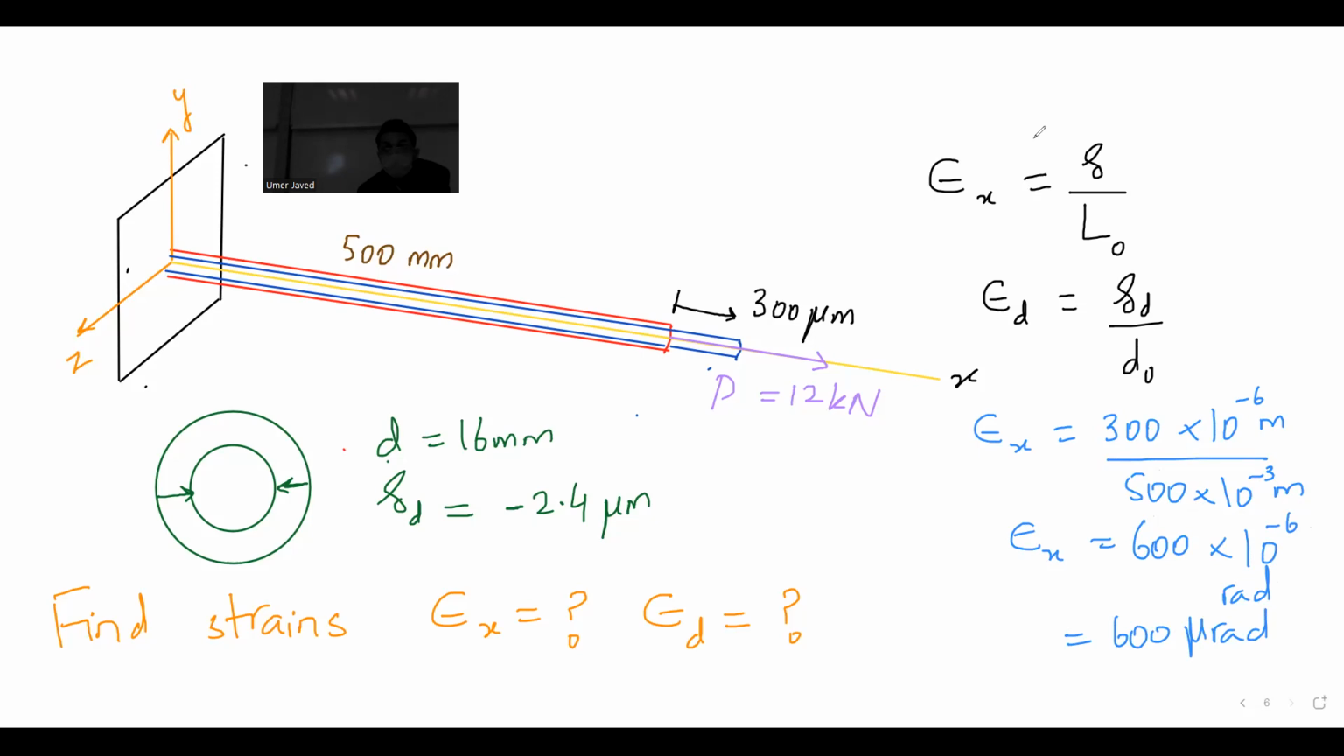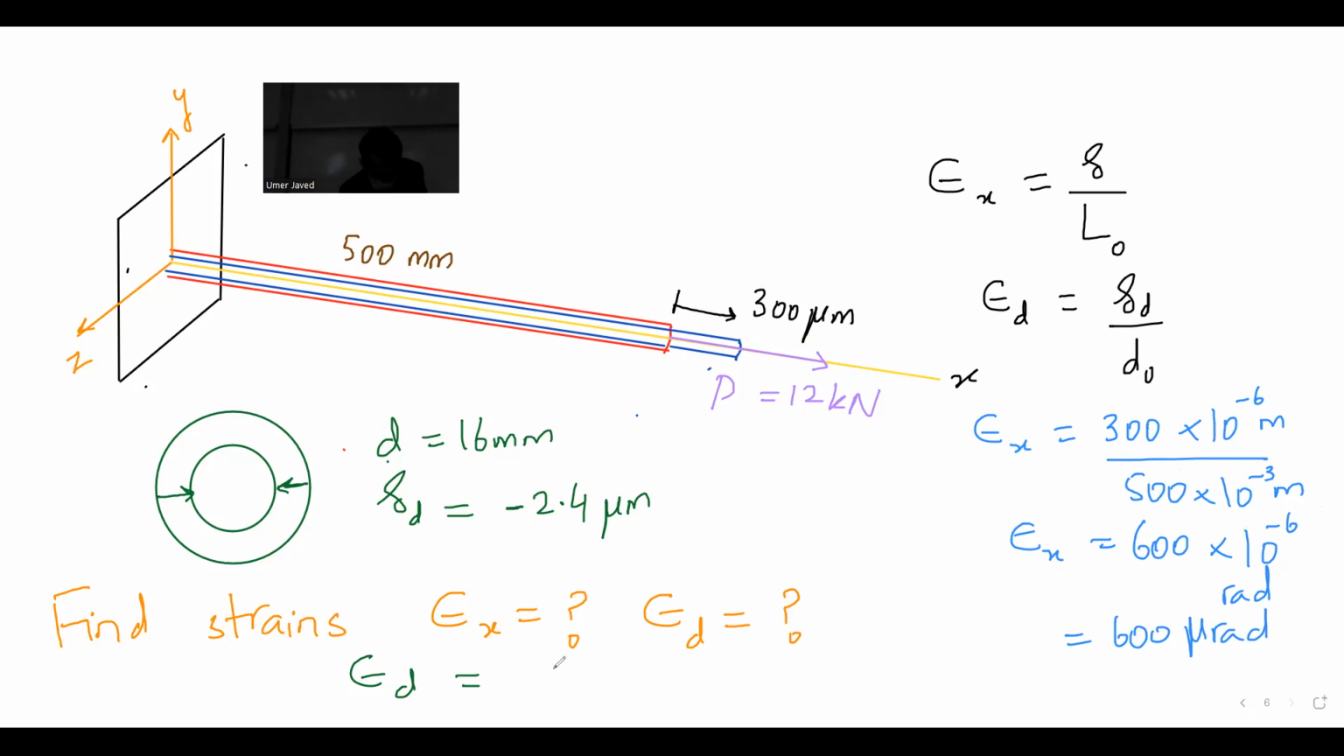And epsilon d comes out to be minus 6 or minus 2? 3 by 5 is not 6. No, 3 by 5. This is 300, this is 500. This is 10 power minus 6.